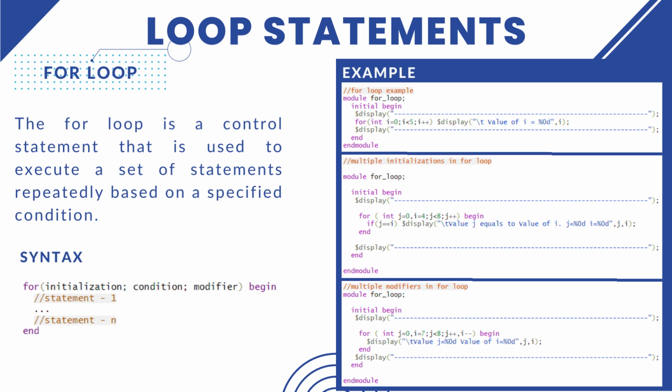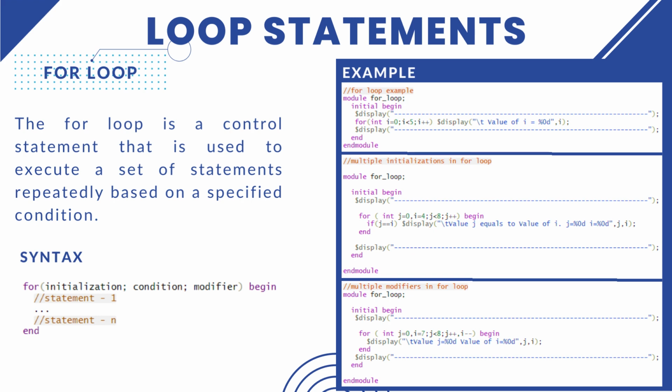j are equal. Similarly, we can also use multiple modifiers inside the for loop. Let's take a look at another example. In this example, we have used two modifiers, j++ and I--, inside the for loop. We have initialized j to 0 and I to 7. We have specified the condition to execute the loop while the value of j is less than 8. Inside the loop, we have displayed the values of j and I.